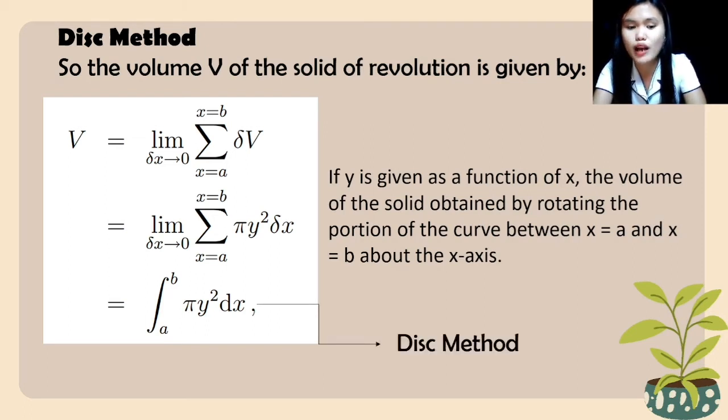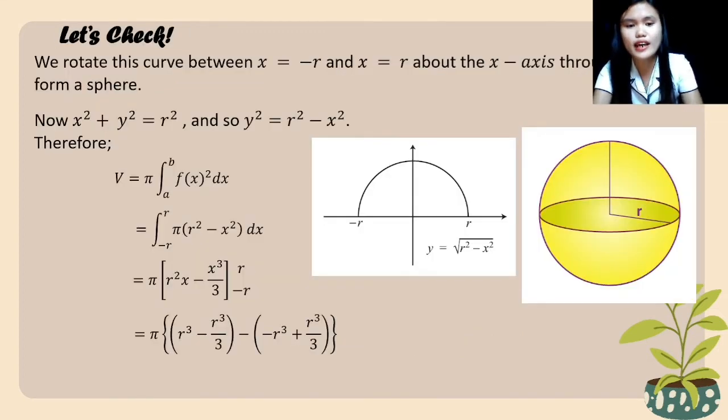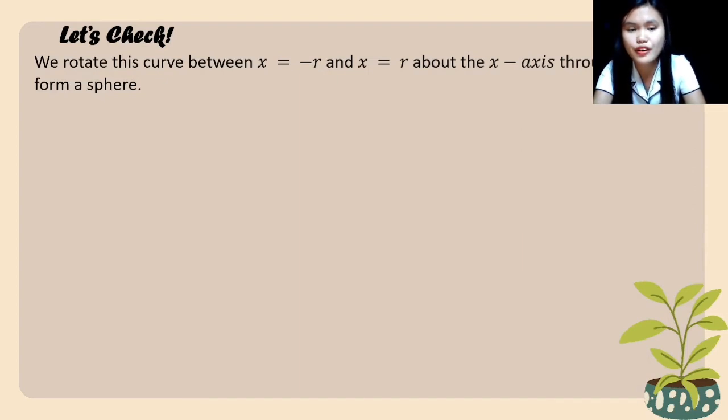Okay, so this would be our disk method. So don't get confused if we have here y, or y squared, or f of x squared, because y is totally equal to f of x. So don't get confused by this, because y is definitely equal to f of x. Okay, using again the formula, we will derive the volume of a sphere.